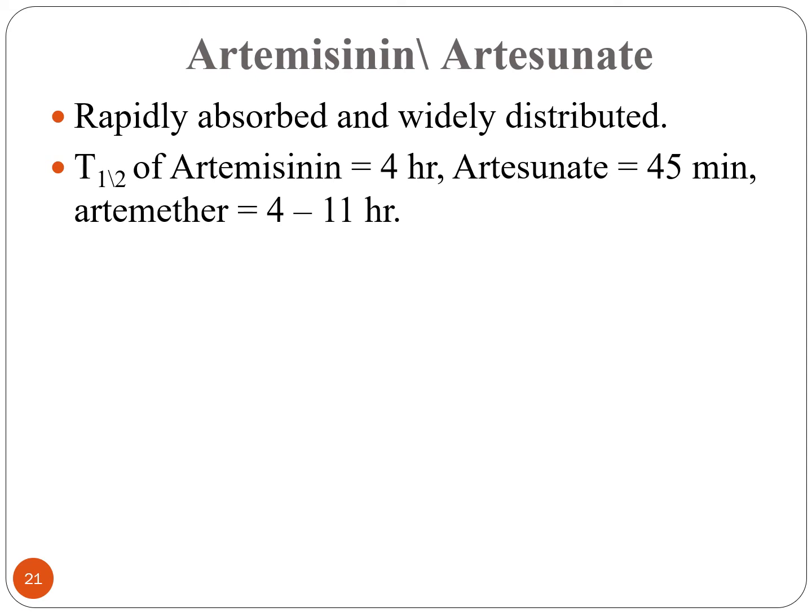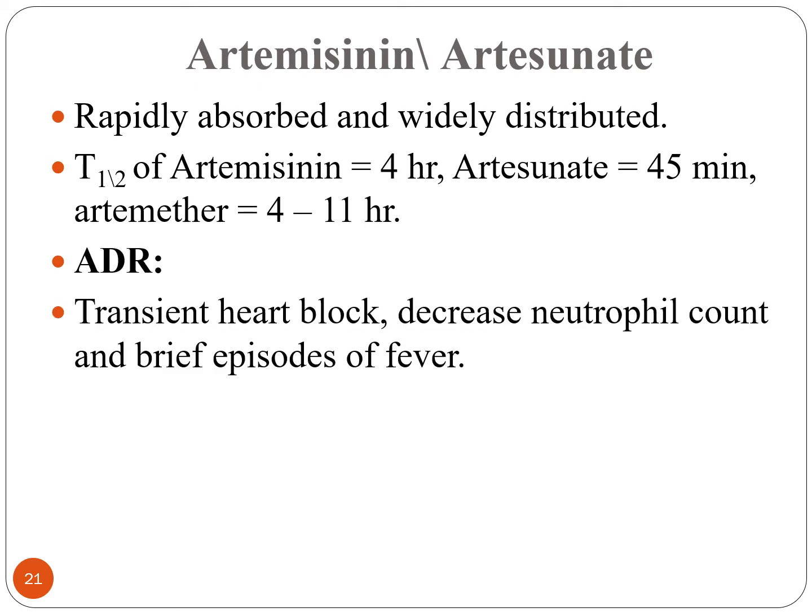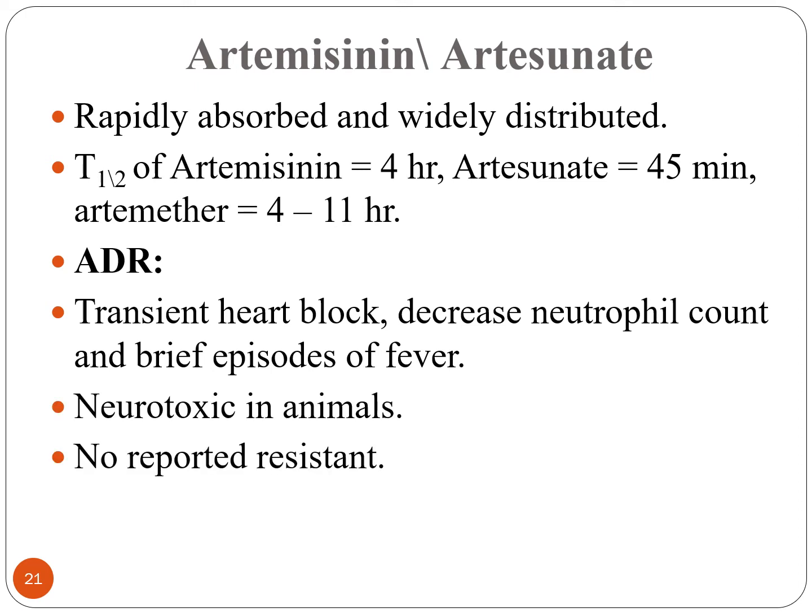Regarding the pharmacokinetics, the half-life of artemisinin is 4 hours, artesunate 45 minutes, while artemether has a half-life of 4 to 11 hours. The adverse drug reactions for these drugs include transient heart block, decreased neutrophil count, and brief episodes of fever. They are neurotoxic in animals. No report of resistance for these drugs.